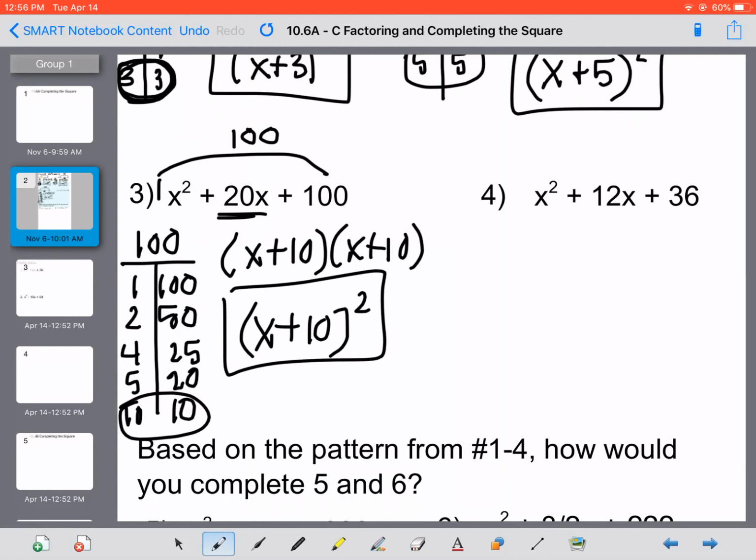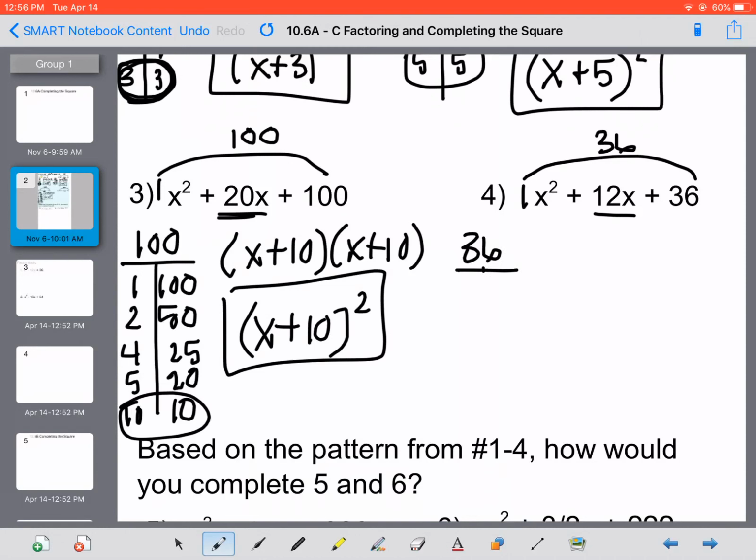And if you notice on these 3 examples, all 3 of them have become something squared because our factors are the same. This is called a perfect square binomial. And because it's a perfect square, this is going to hold true every single time. So if we look at number 4, if we take our 1 times 36 and get 36, what multiplies to 36 but adds to 12?